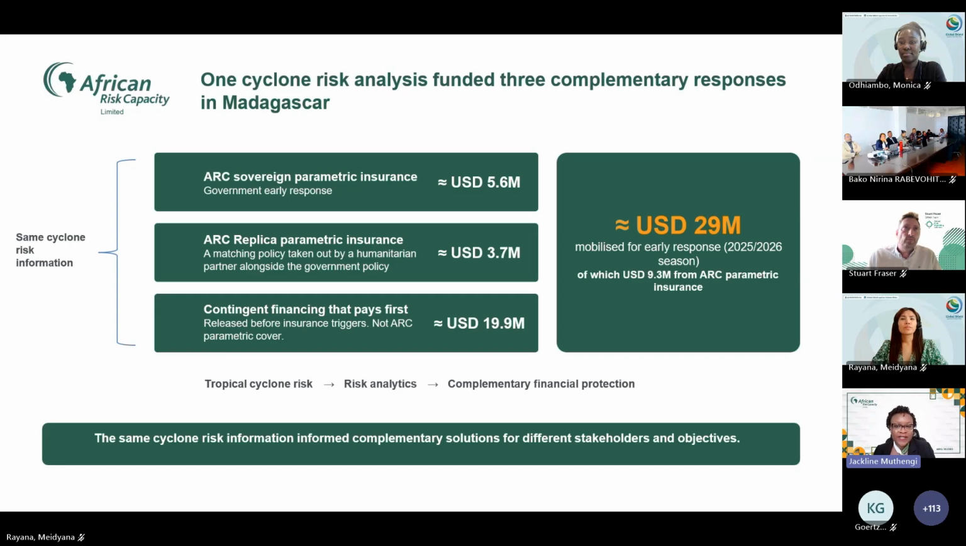By using this and designing different complementary solutions, after Tropical Cyclone Fitia and Gezani that happened in March, they were able to unlock $29 million, which helped the government respond to the tropical cyclone. Let's move on to the next slide.